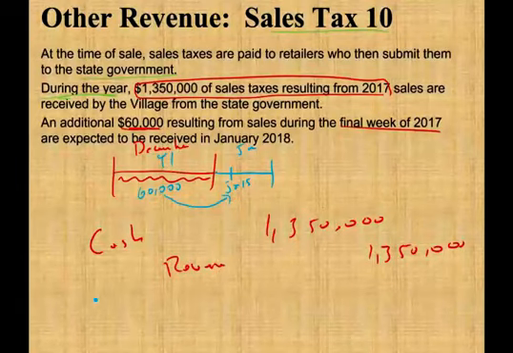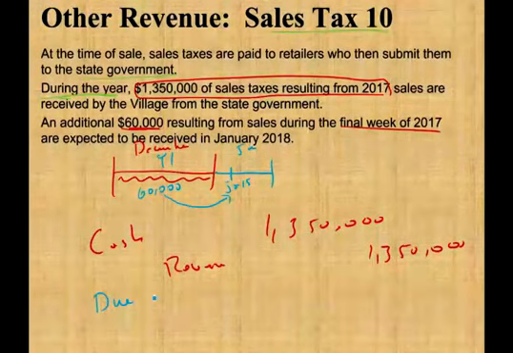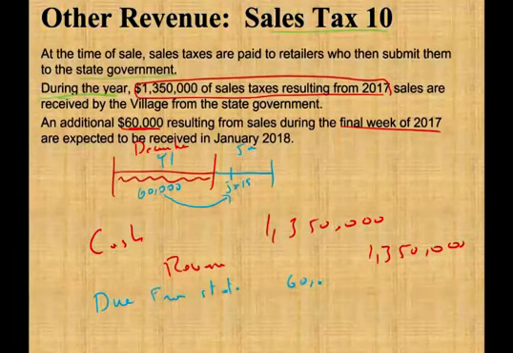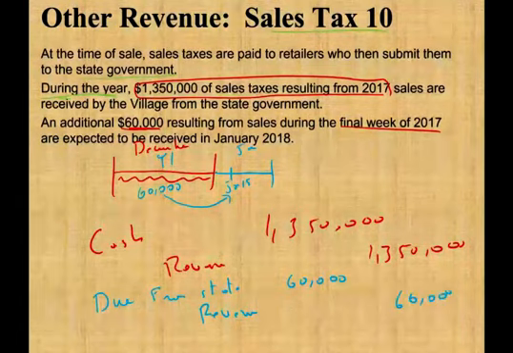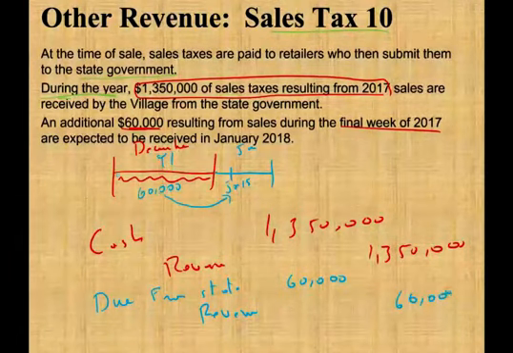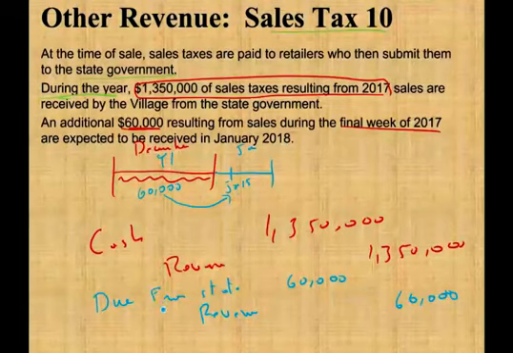So in addition to the 1,350,000, we have a receivable from the government, because the state government will send us this: due from state government, 60,000. And what is this? This is also revenue, because we're going to be receiving it within 60 days of 2018, because this is year 2017. Therefore, we debit due from state, which is a receivable. We have a receivable, and we count it as revenue.